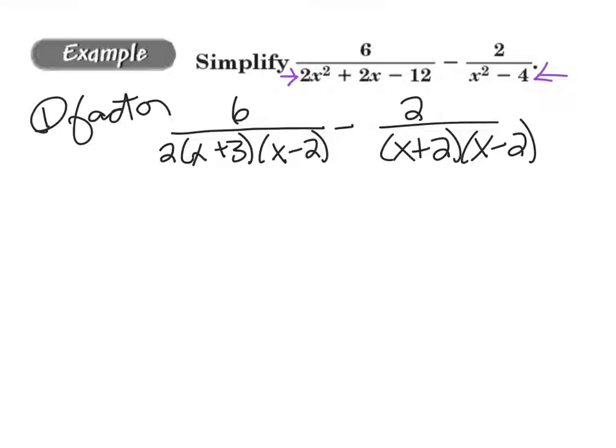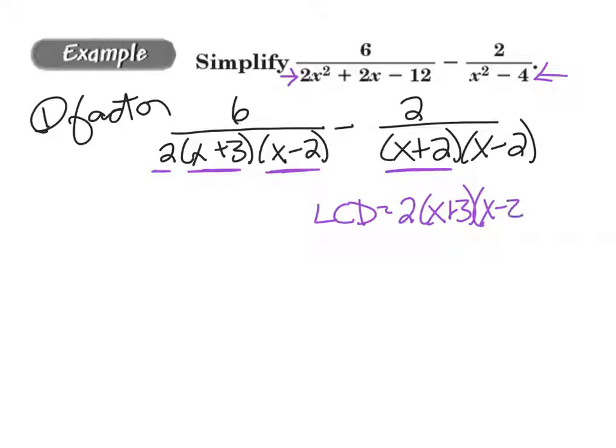Now what you want to think is, which of these factors do I need to combine to get a common denominator? Okay, so I'm going to have a 2. I'm going to have an x plus 3. I'm going to have an x minus 2. So from this first fraction, I need basically everything. If I look at the second fraction, I need an x plus 2. I don't need another x minus 2 because I already have that in my denominator there.